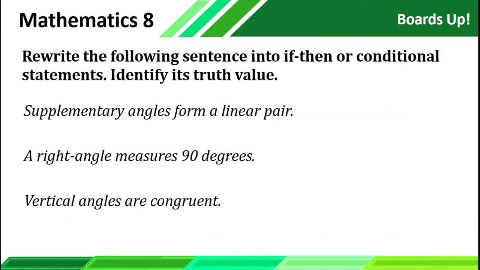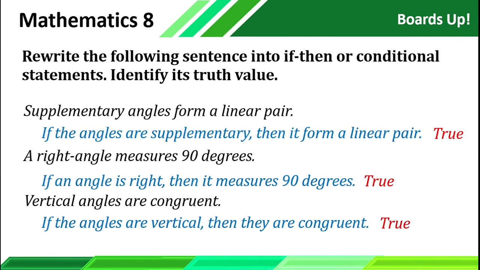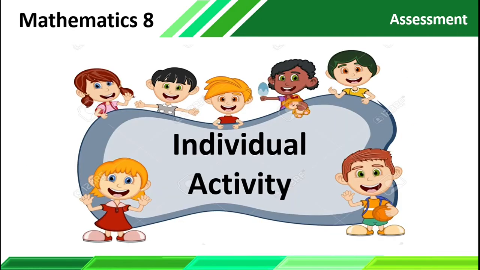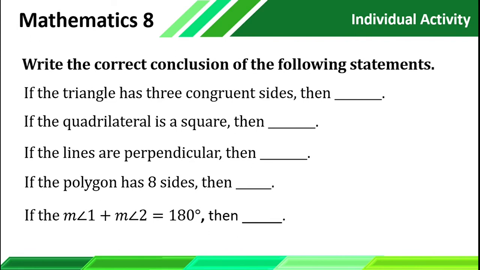Now it's your turn. I want you to write an if-then or conditional statement and identify its truth value. Pause the video for a while and I will reveal the answer afterwards. So here are the answers on our first activity. Number 1, if the angles are supplementary, then they form a linear pair. It is true. Second, if an angle is right, then it measures 90 degrees. It is also true. And lastly, if the angles are vertical, then they are congruent. It is also true.